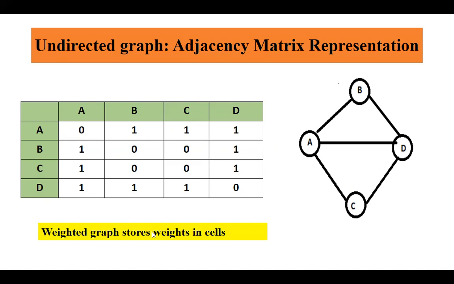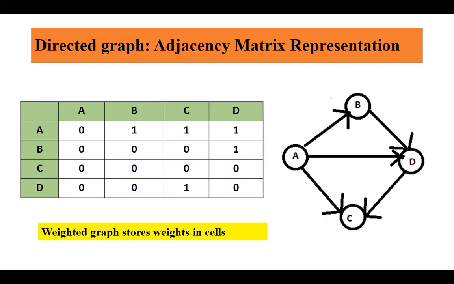But if the graph is weighted, then instead of 1, we'll be storing the weights. If there is no edge, then it will be stored as 0. Fine, as we saw in the previous slide. Now, similarly, the adjacency matrix is representing the directed graph.